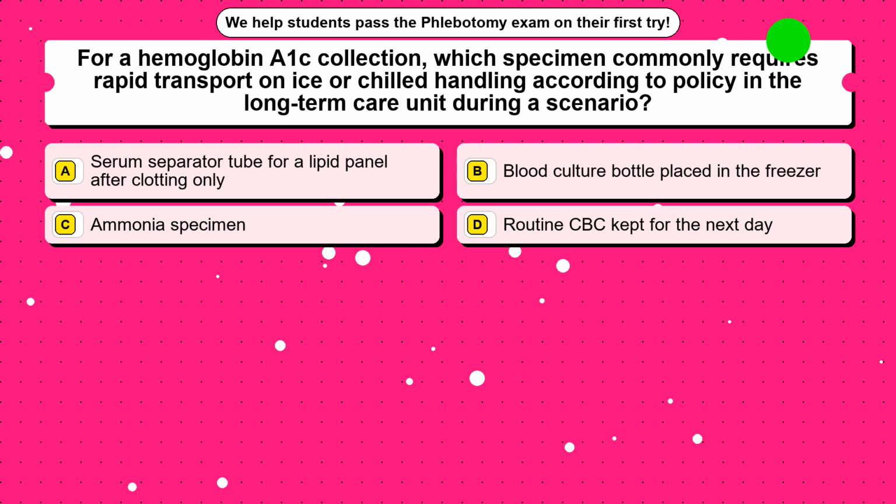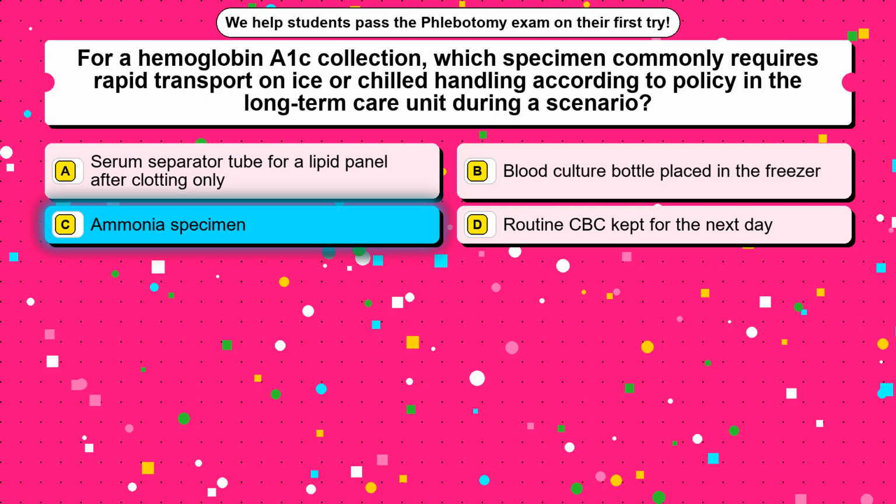Question 35. For a hemoglobin A1C collection, which specimen commonly requires rapid transport on ice or chilled handling according to policy in the long-term care unit during a scenario? Option A, serum separator tube for a lipid panel after clotting only. Option B, blood culture bottle placed in the freezer. Option C, ammonia specimen. Option D, routine CBC kept for the next day.